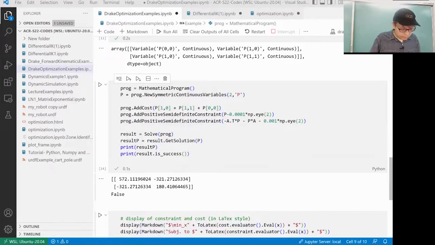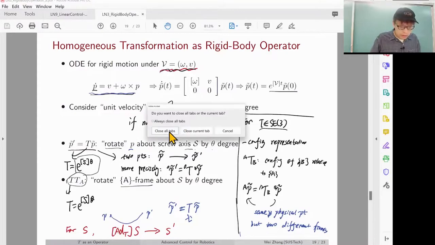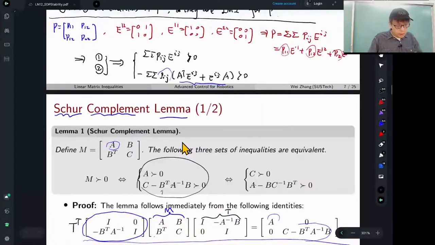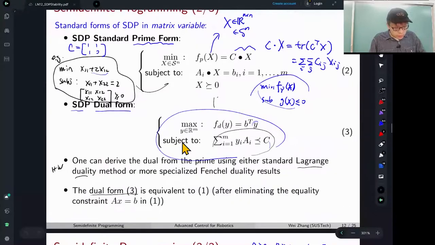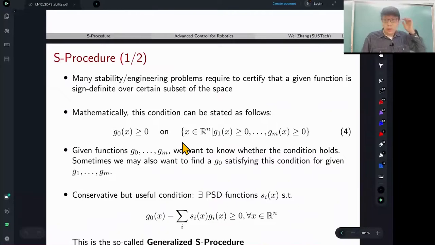All right, let's go back to our lecture. Let's continue. I think we've almost finished everything except here. We need to discuss the so-called S procedure, which is another useful tool for stability analysis, especially.